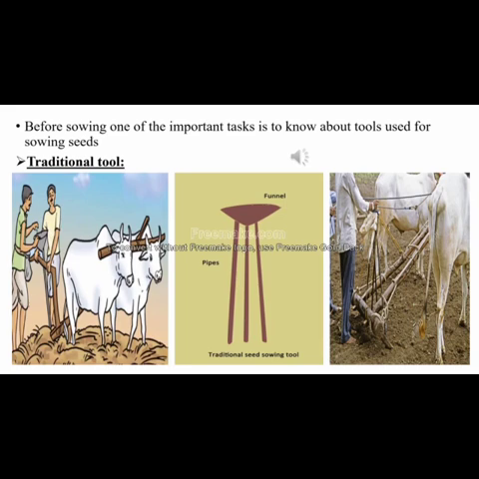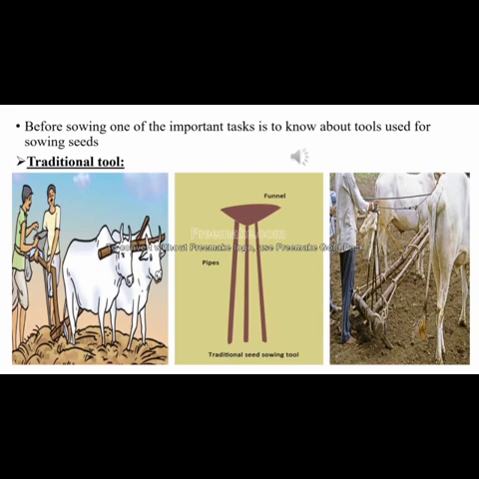Before sowing, one of the important tasks is to know about the tools used for sowing seeds. Basically, two types of tools are used. One is the traditional tool and one is the seed drill. Here you can see in the second picture, I've given a picture of the traditional seed sowing tool. How is this tool used by farmers? The seeds are filled into the funnel on the top and passed down through two or three pipes having sharp ends. These ends pierce into the soil and place seeds there. So this is how the traditional tool works.